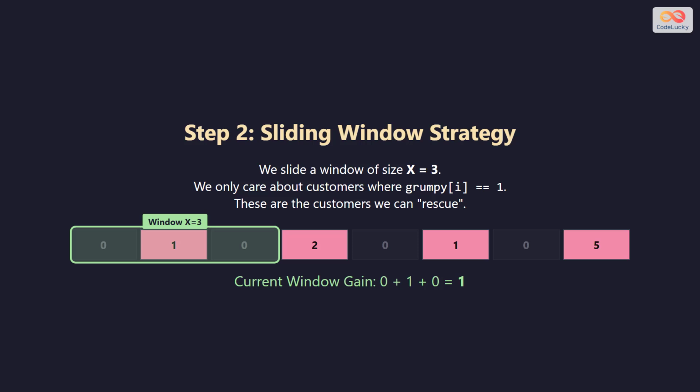Now for the second part. We use a sliding window of size x, which is 3 in this case. We only look at the customers who would originally be unsatisfied. These are the ones where grumpy is 1. In the first window, we can save 1 customer.